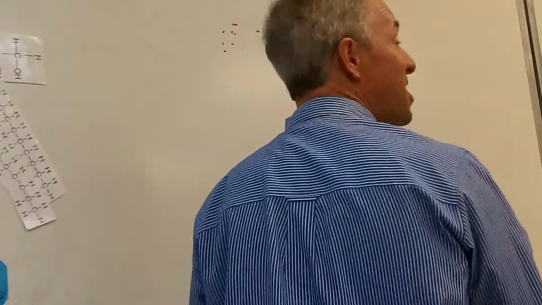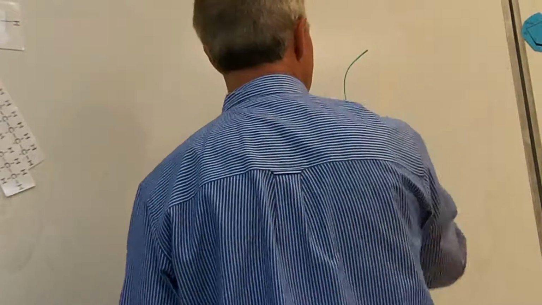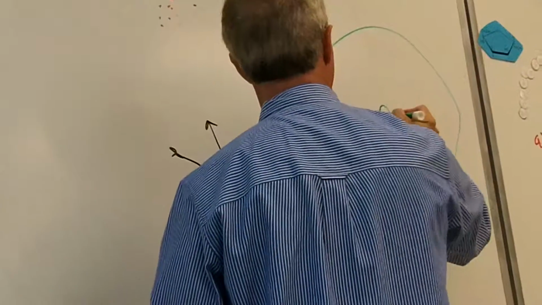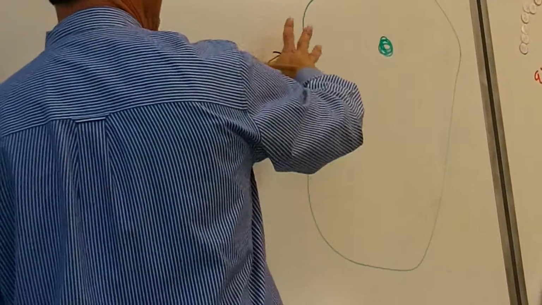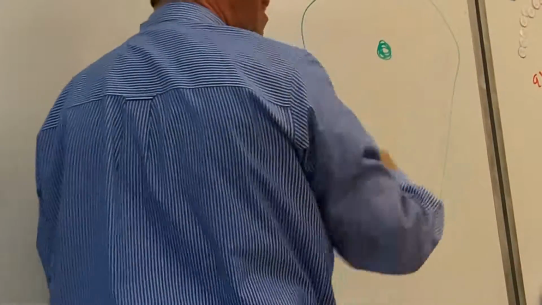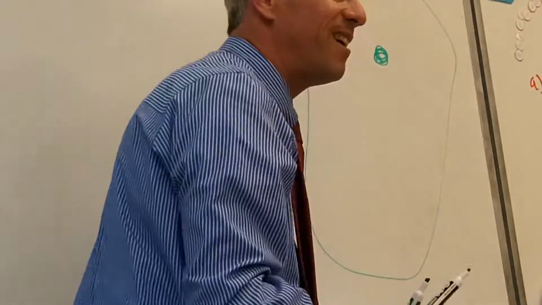Now, if there happens to be a cell right here, you want me to draw a cell right here? Yeah. Of course you do. Why would you not want me to draw a cell? There we go. There's a cell. Then this material is going to spread out, and some of it's going to go into the cell. So stuff can move in by diffusion.